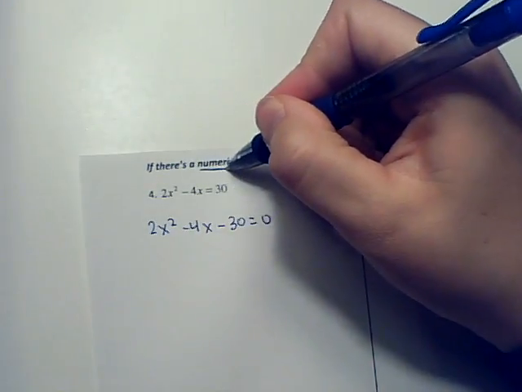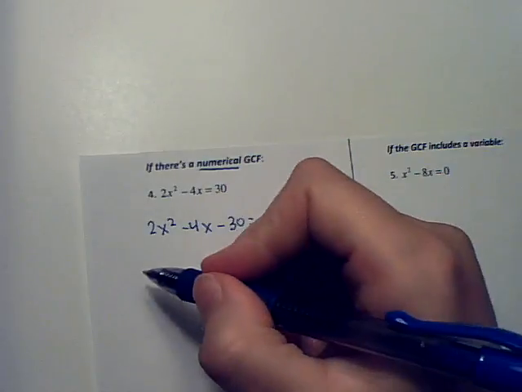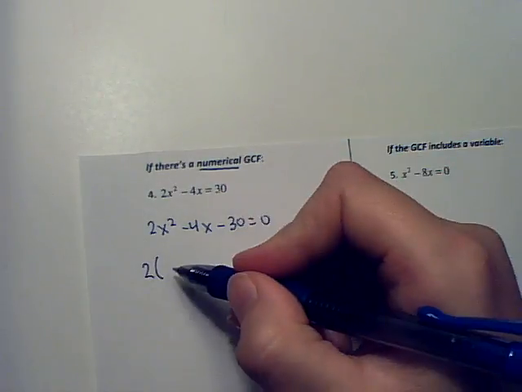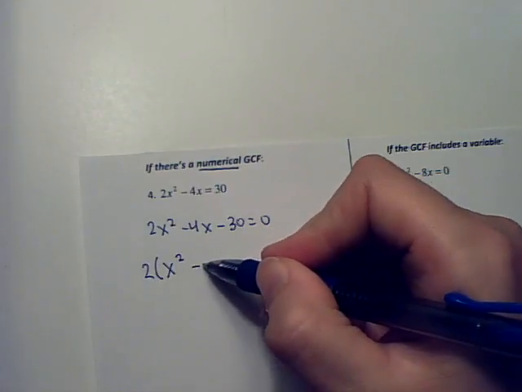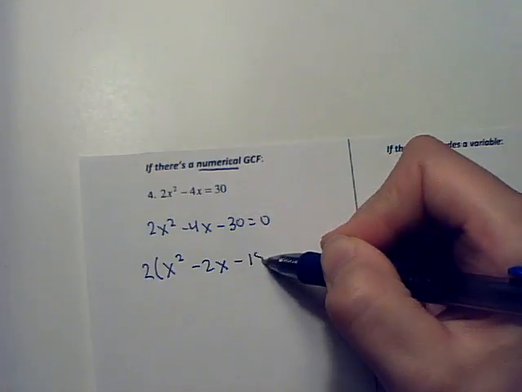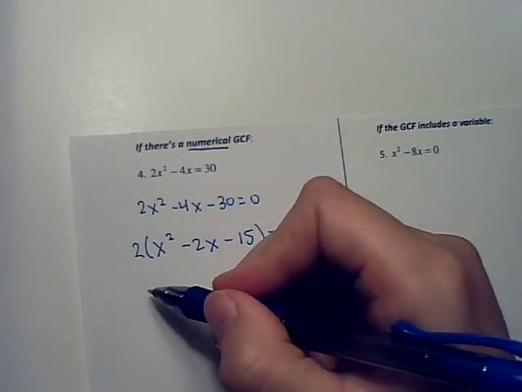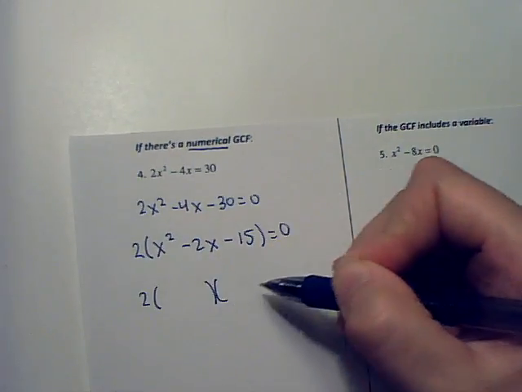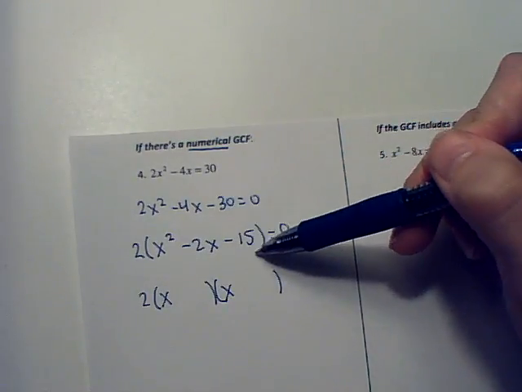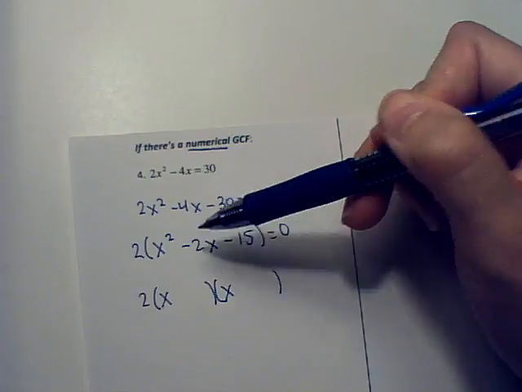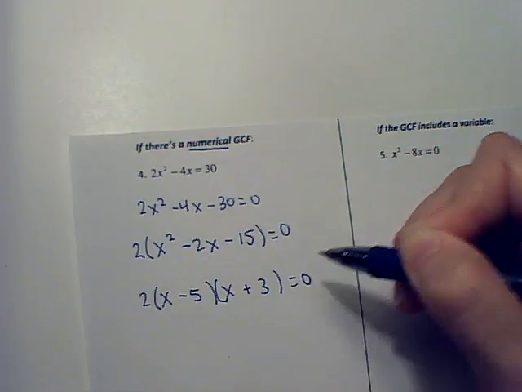what we're talking about in numerical GCF, meaning there's a number that each value has in common. So what I'm going to do, take the 2 out and write it on the outside here. So we have 2 times x squared minus 2x, and now minus 15 is equal to 0. And let's go ahead and keep factoring, and I'm going to do guess and check here. Two things to multiply to be x squared would be x and x. Multiplies to be negative 15, and then adds to be negative 2, negative 5, and positive 3.